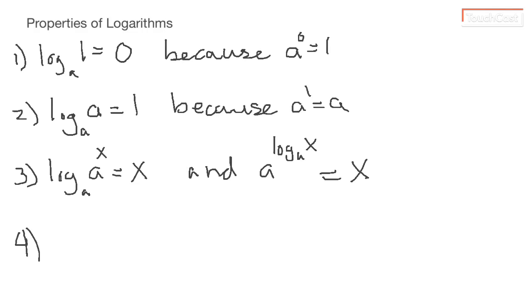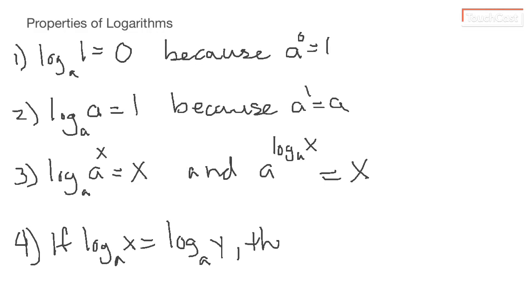And our last property of logarithms states if the log base a of x is equal to the log base a of y. So if you've got two logarithmic expressions with the same base, then x equals y.